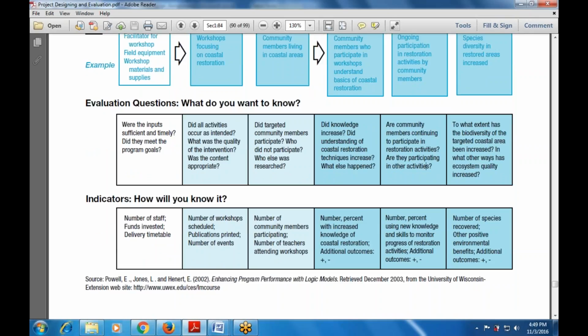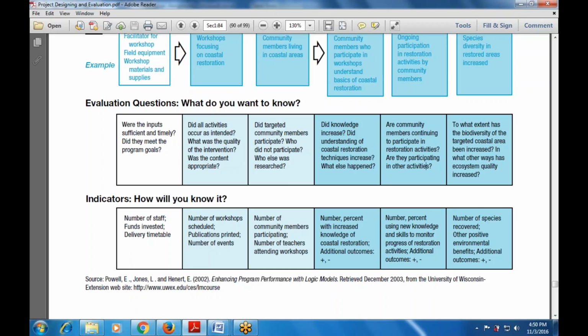First is the number of staff, funds invested, and delivery timetable. Whatever the delivery timetable that will be used is an indicator. Then the number of workshops scheduled, whatever workshops are scheduled. Then publications printed, whatever publications are printed.